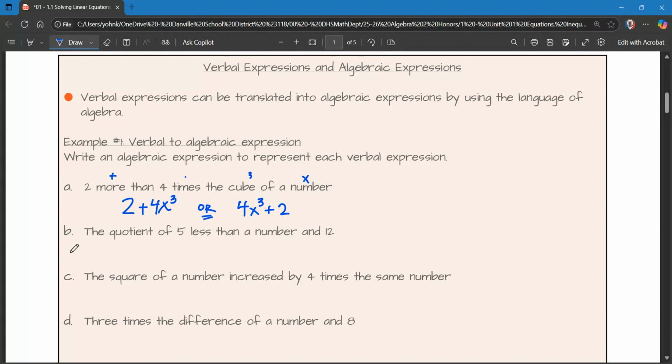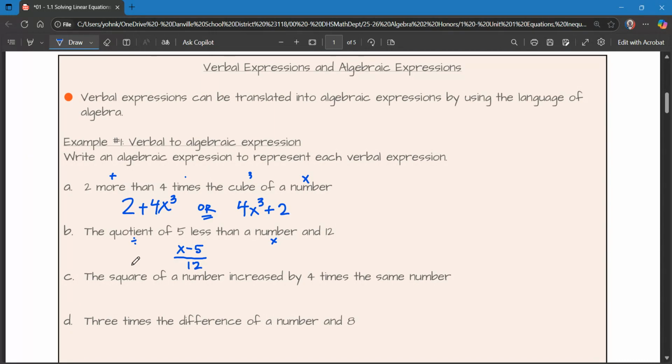Letter B, the quotient of 5 less than a number and 12. So quotient means division. Notice here the words "less than," because later on we're also going to see "less," and there's a difference. A number, we'll say x, and so the quotient of 5 less than a number, that's going to go on top. So 5 less than a number is x minus 5. We're going to use a fraction bar to show division and then put the 12 on the bottom.